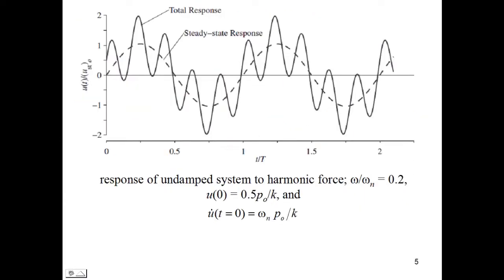The figure shown on the top of the slide shows the response of an undamped system to a harmonic force for a specific condition. The solid line represents the total response, while the dashed line represents the steady-state response. The transient component is the difference between the solid and dashed lines, where it is seen to continue forever.